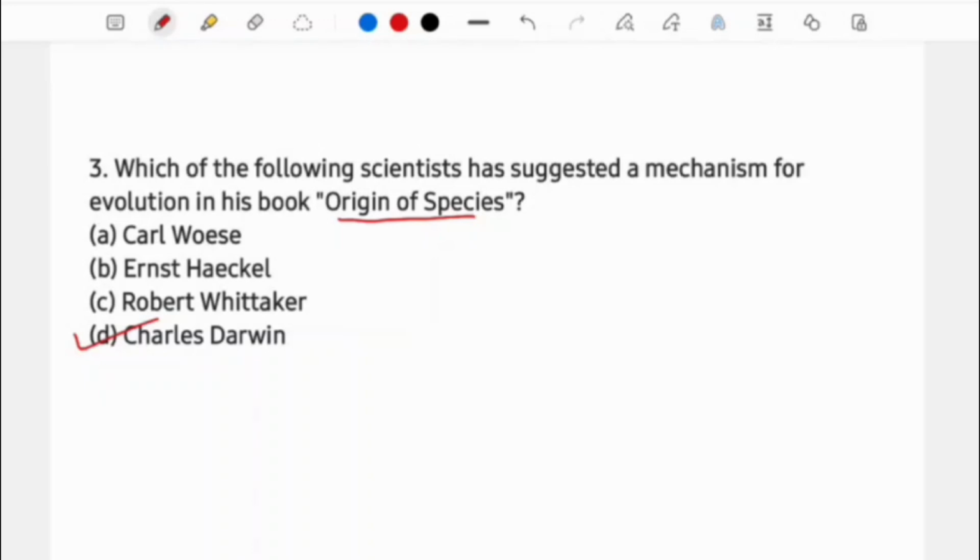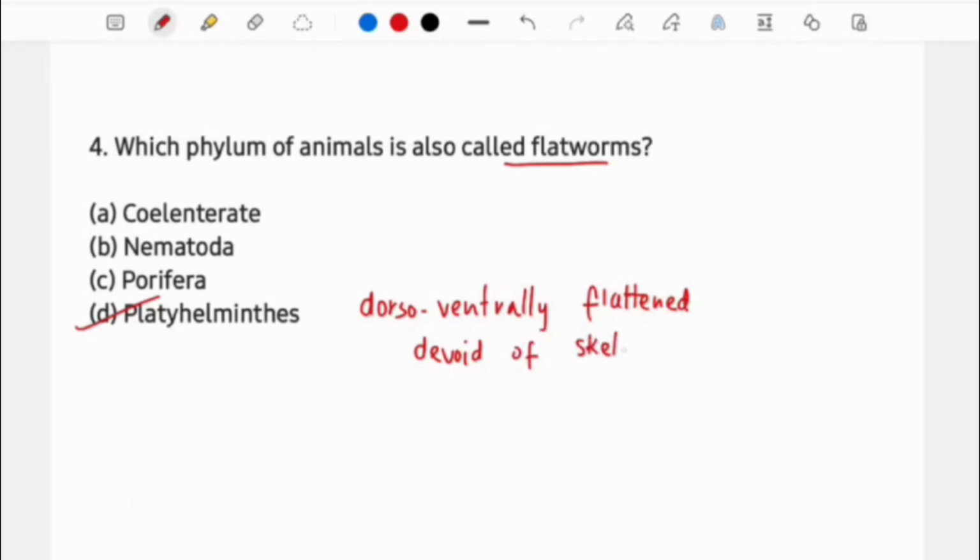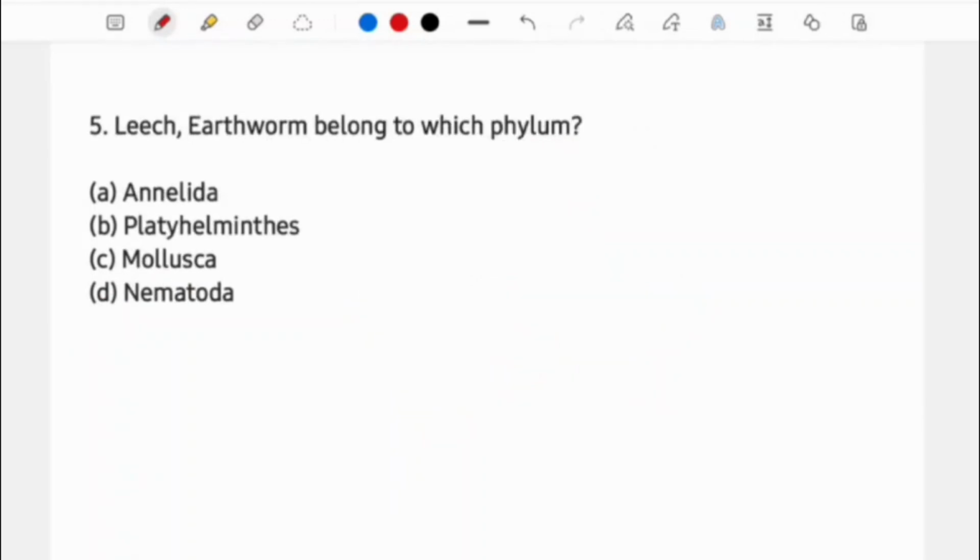Okay, question is, which phylum of animals is also called as flatworms? And the correct option is option D, that is Platyhelminthes. It is because they are dorsoventrally flattened. Okay, they are devoid of skeleton system. For example, tapeworm, etc.